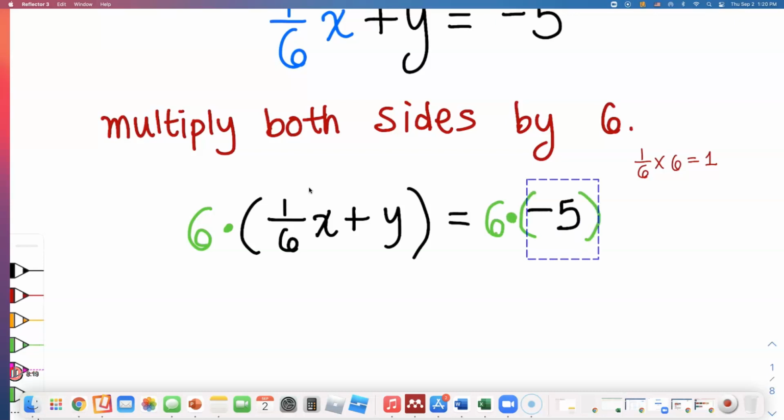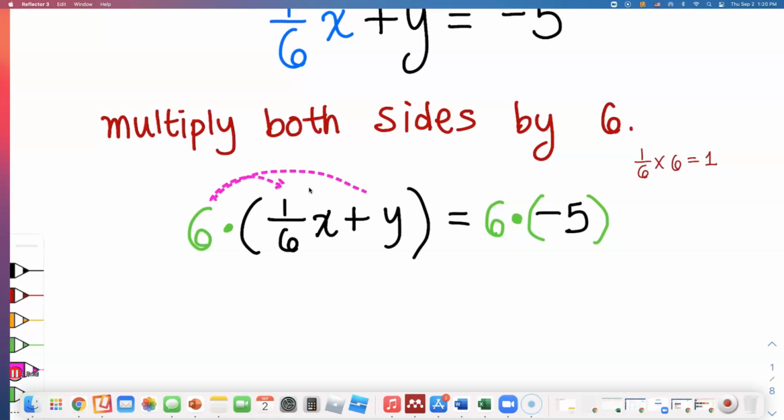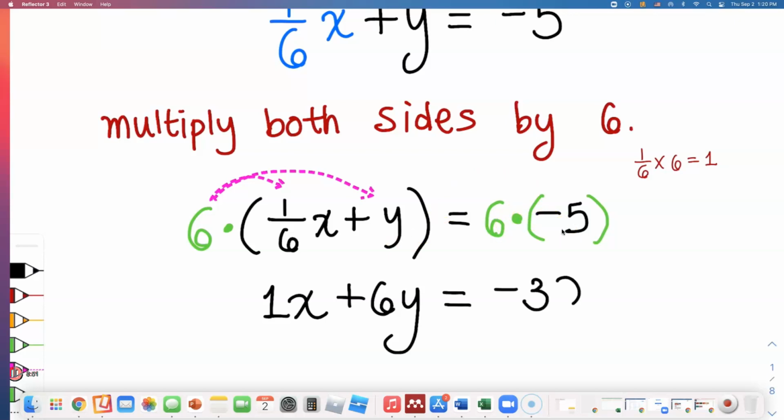So if you do that, can you tell that we have to distribute on the left side? I have to distribute on the left side. And by the distributive property, the first term will get 1x, or simply just x. You don't have to write 1 if it is 1. But the second term, if I do 6 times y, that will be plus 6y. What about the right side of the equal sign? 6 times -5 will give me -30.